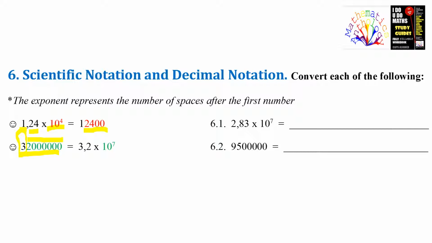So I'm going to have 10 to the power 7 as the exponent that I will use there, and it will become 3.2 times 10 to the power 7. So 32 million can be written as 3.2 times 10 to the power 7.